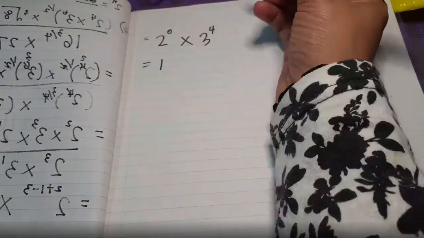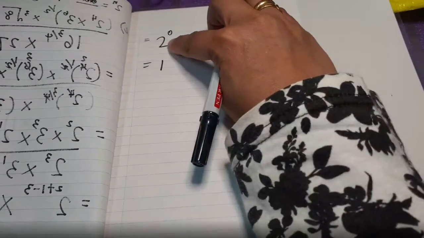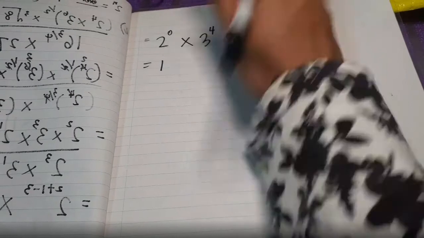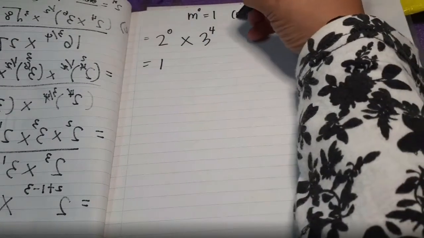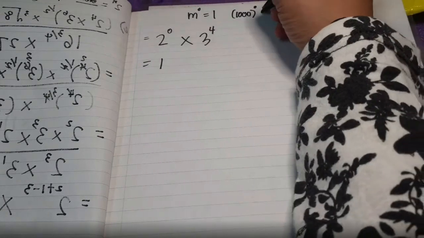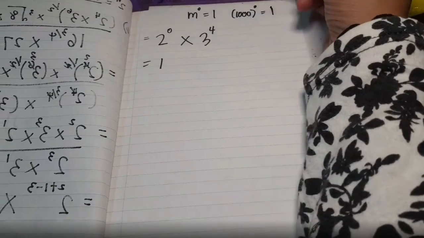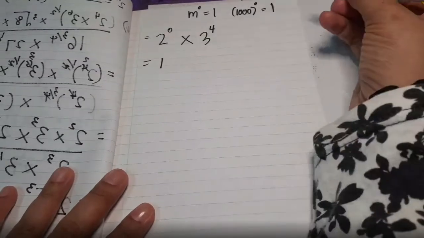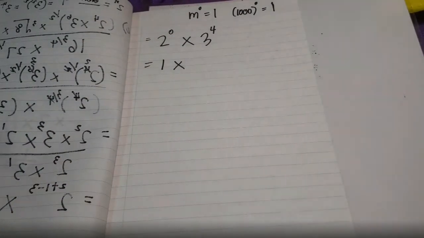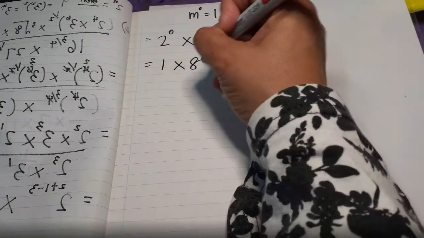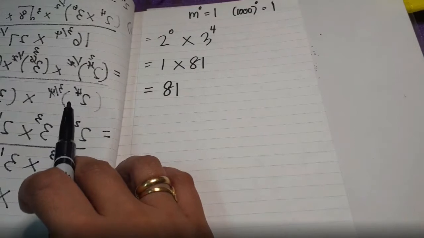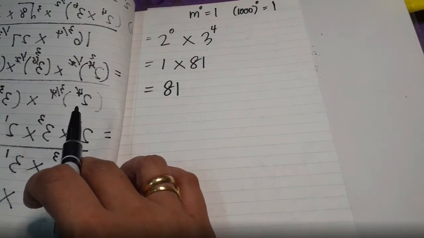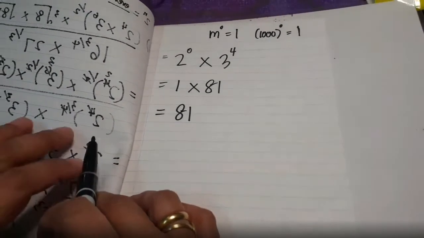Yes. Good. Remember, any number, any unknown, let's say m, m to the power of 0, the answer is always 1. 1000 to the power of 0 is always 1. Remember. Okay. So multiply 3 to the power of 4. 3 to the power of 4, the answer is 81. So 1 multiply 81. Final answer 81. Okay, finish. Understand, class?